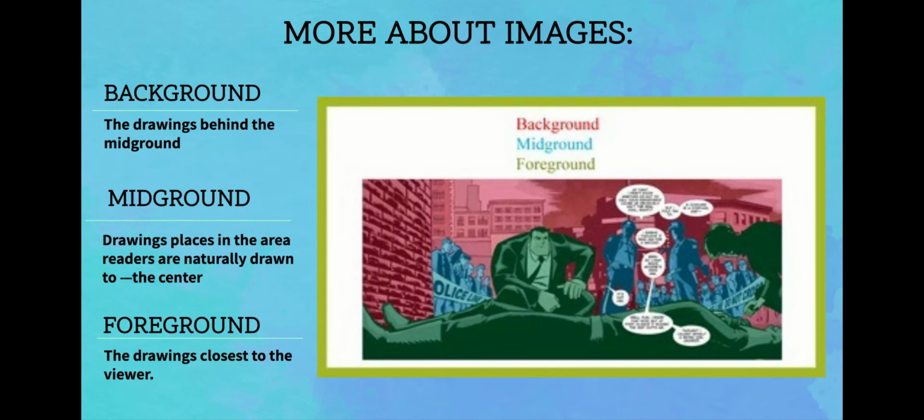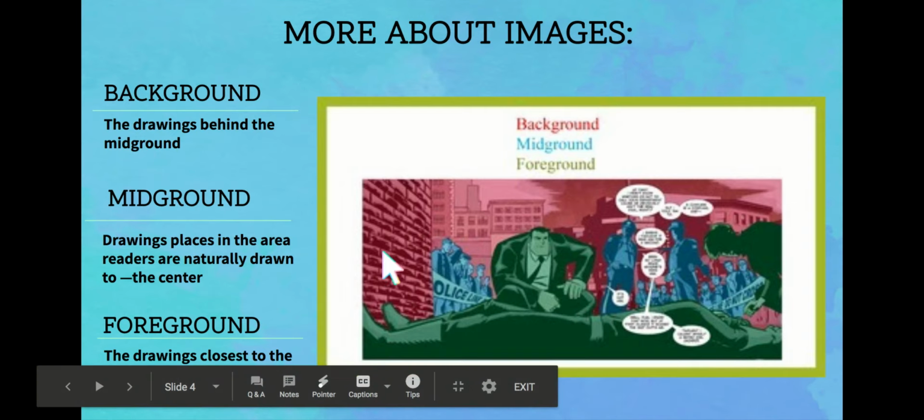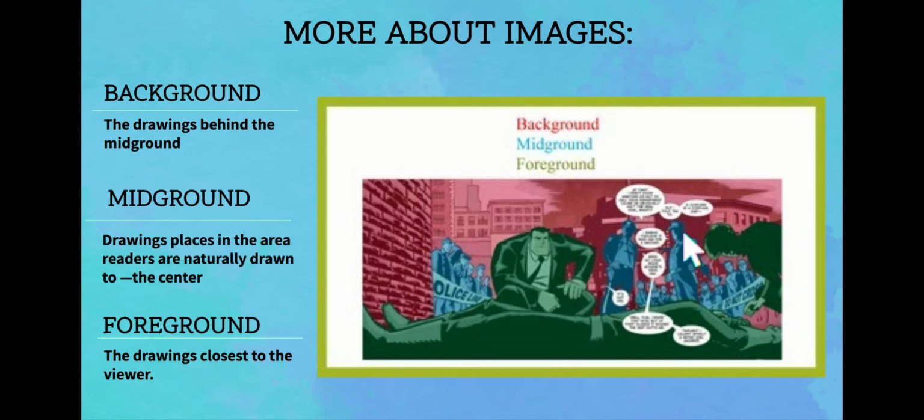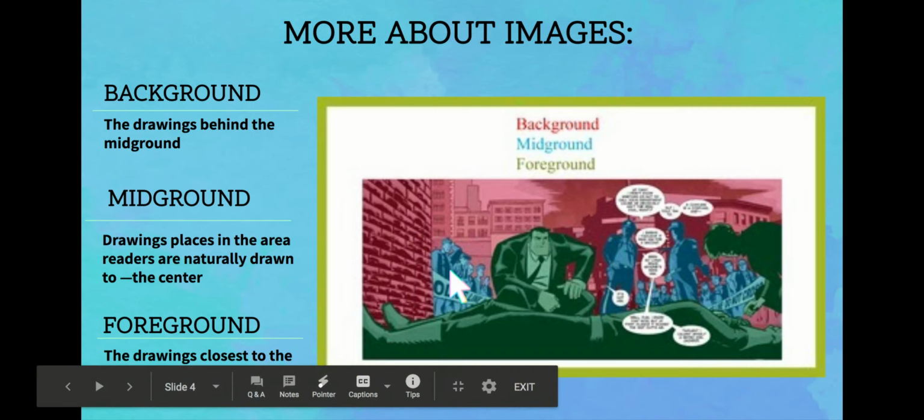So more about images. In most images, you're going to see three different areas. The background. In this image, the background's all in red. And then the midground, where drawings are placed in the middle. I think this is from Superman, I'm not sure. They're in the middle, see the blue? And then the foreground. Here this person made it green to show us. The foreground is whatever's closest to us.